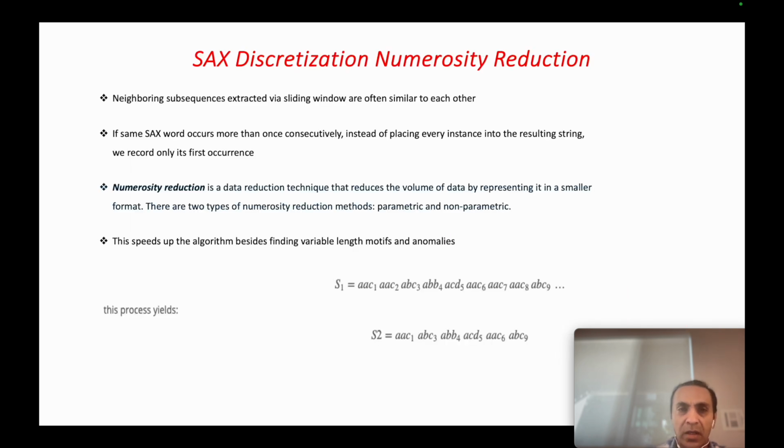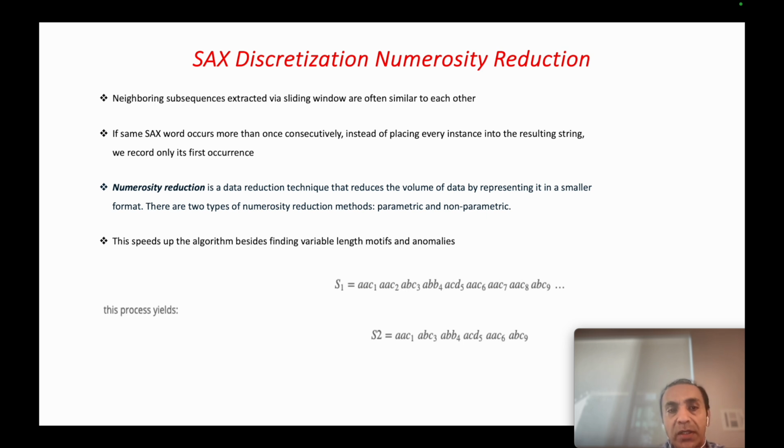implementation. So symbolic aggregate approximation, discretization, numerosity reduction is basically where we look at the neighboring subsequences that we extracted from the whole time series using sliding window, and how similar they are to each other. So if the same symbolic aggregate approximation words or strings or alphabet characters occur more than once consecutively, then instead of placing every instance into the resulting string, we only record its first occurrence. So that's how we reduce the dimensions or the noise using numerosity reduction.